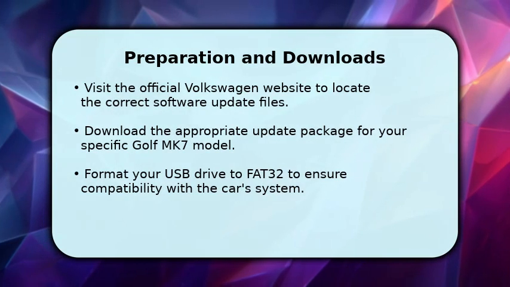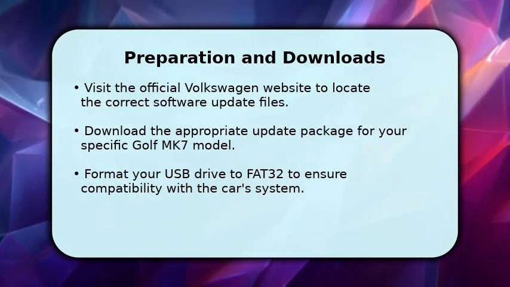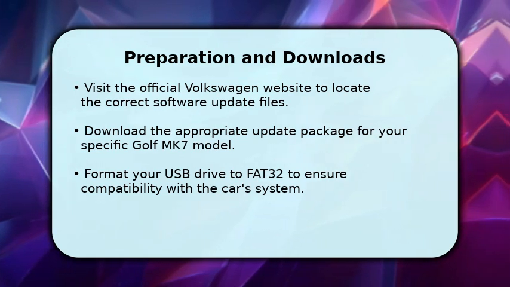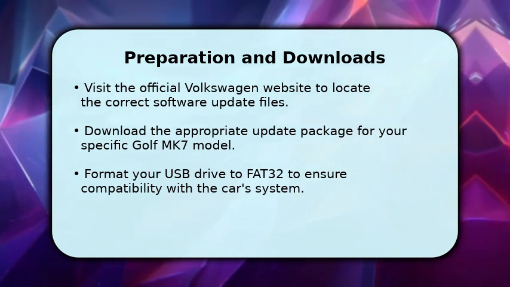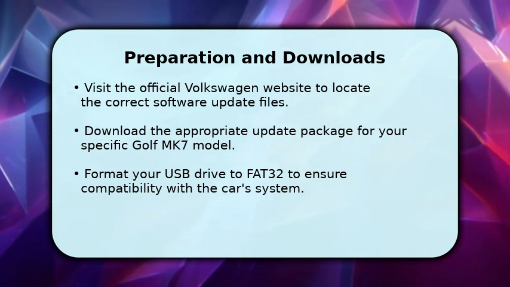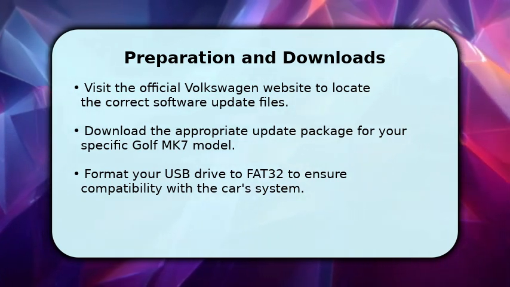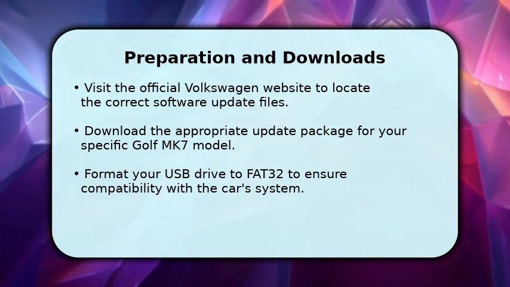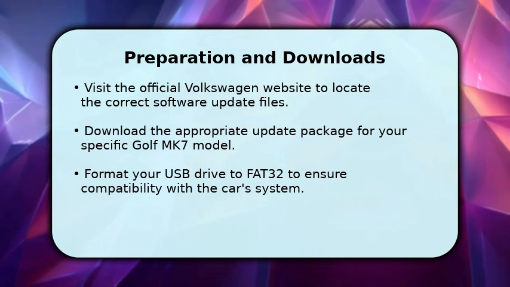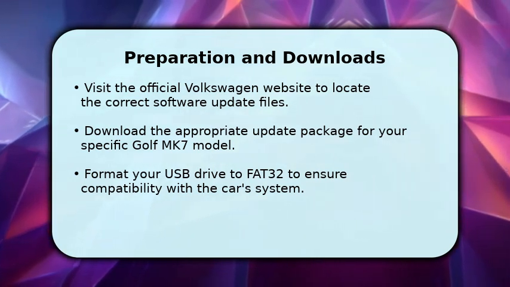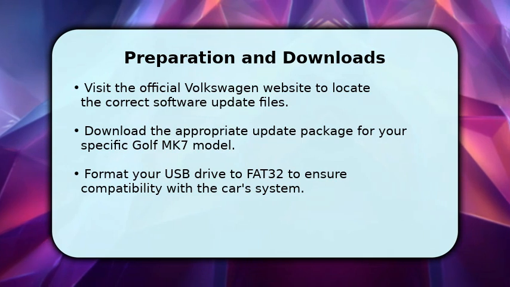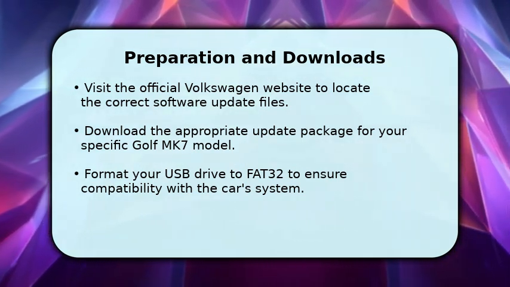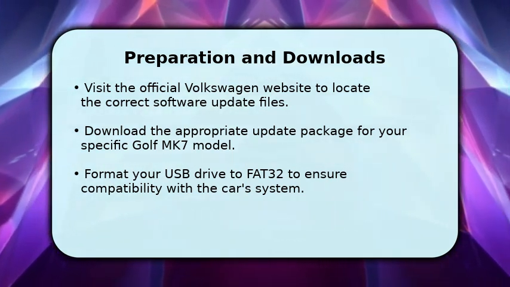Before you begin, head over to the official Volkswagen website. You'll find the latest software updates there, specifically tailored for your Golf Mk7. Make sure to download the correct package to avoid any compatibility issues. Once downloaded, prepare your USB drive. It needs to be formatted to FAT32, which is a standard requirement for your car's infotainment system to recognize the files. A USB drive with at least 8 GB of storage is recommended for this task.